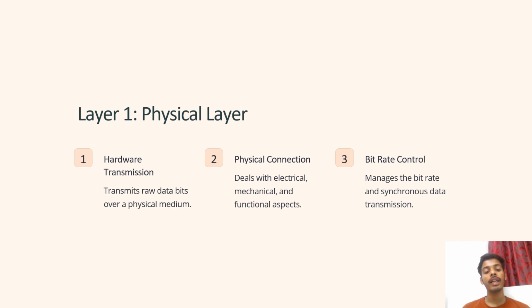If we look into the layers one by one, the first layer is the physical layer. The physical layer is used in hardware transmission. It transmits raw data bits over a physical medium. It acts as a physical connection and deals with electrical, mechanical, and functional aspects. It is even used in bitrate control, and manages the bitrate and synchronous data transmissions.